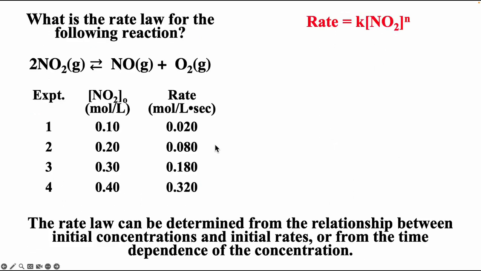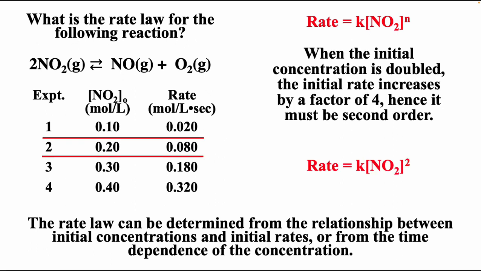Now if we look at this reaction, we're going 2NO2 to NO plus O2. Our rate law is going to be equal to k times the reactants to some power, and that exponent has to be determined experimentally. Now if we go from here to here, 0.1 to 0.2, so the concentration's doubling, the rate is going to be 4 times. And so 2 to what power equals 4? 2 squared equals 4. And so it tells us that this is second order.